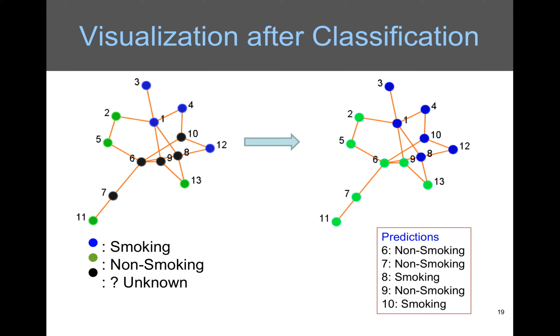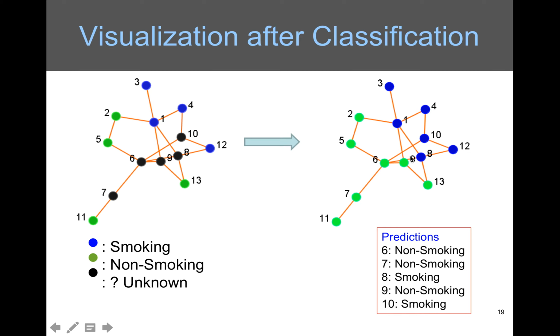So this particular algorithm is predicting that these two black nodes, 8 and 10, are actually smoking people, and these two nodes, 6 and 9, are actually non-smoking people, and so on. And 7 over here is also a non-smoking person.